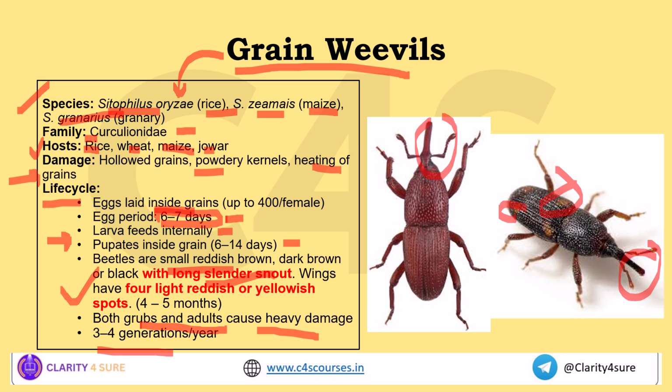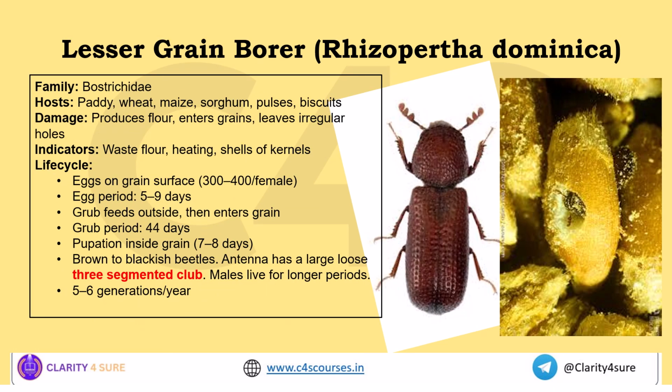Moving on to the next pest, which is lesser grain borer, or Rhyzopertha dominica. These pests are from the family Bostrichidae, and again they are from the order Coleoptera. The hosts of these pests are paddy, wheat, maize, sorghum, pulses, and biscuits. This is a serious pest of stored cereals like wheat, rice, barley, and even biscuits and flour.